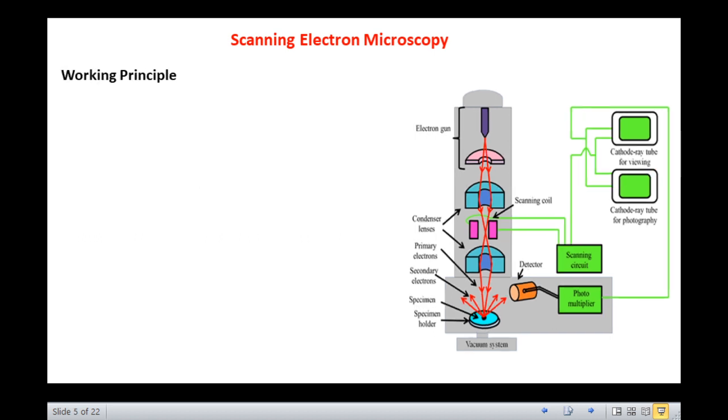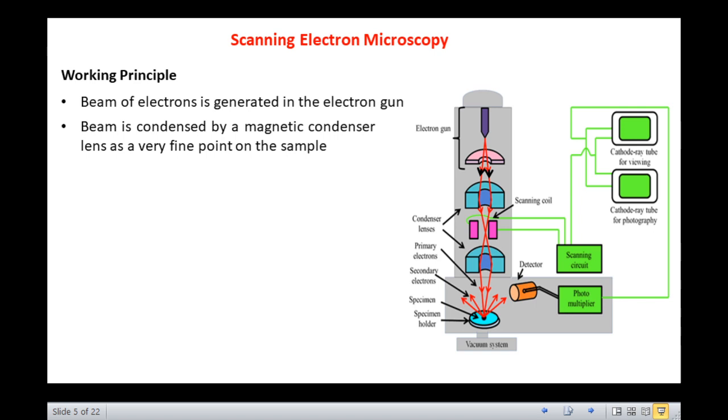Let us talk about the working principle of a scanning electron microscope. SEM is said to combine the mechanisms of electron microscopy and television. A beam of electrons is generated in the electron gun located at the top of the column. This beam is attracted through the anode, condensed by a magnetic condenser lens and focused not as a broad inverted cone but as a very fine point on the sample by the objective lens.